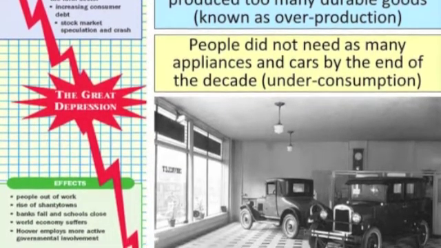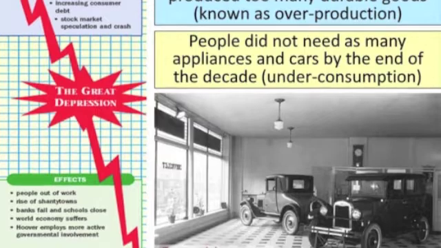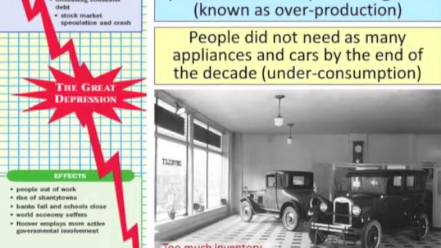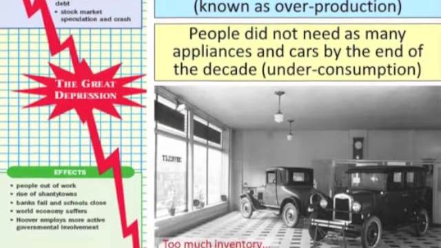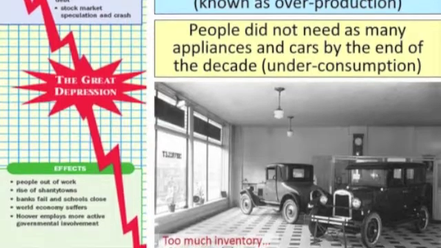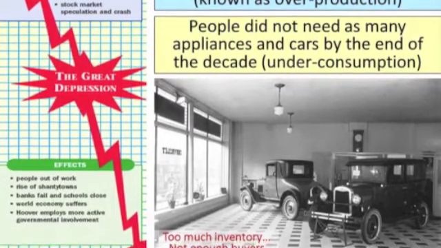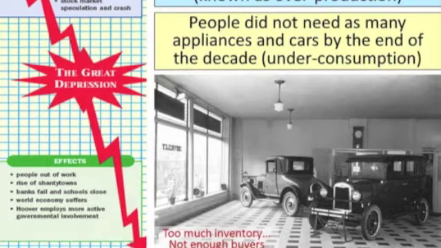This overproduction and underconsumption was also a cause of the Great Depression. That installment buying, people buying on credit, or speculating or margin buying in the stock market started it.